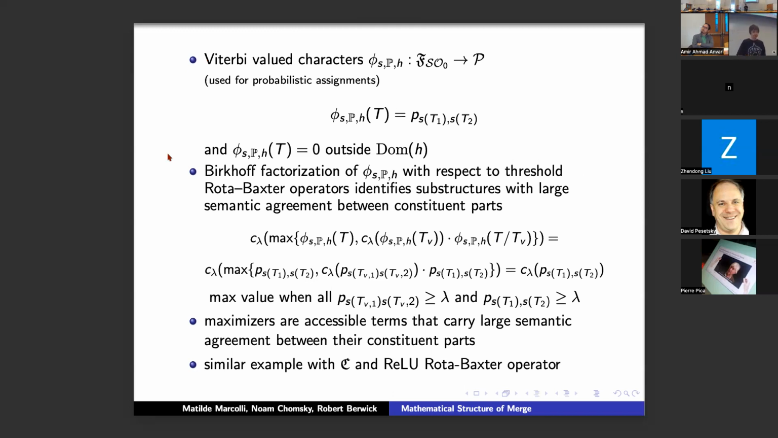And again, if you do this Birkhoff factorization of this character, what it's doing for you is finding chains of nested accessible terms where all of them carry a large semantic agreement between the constituent parts. And so they are all above threshold in this Viterbi scenario where your parsing lands.